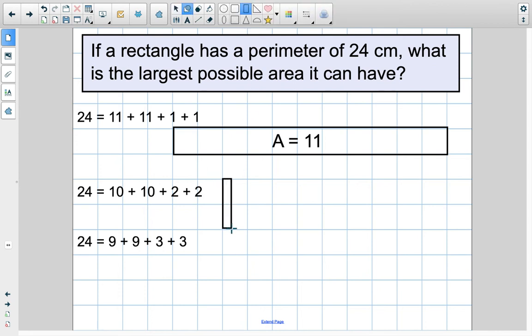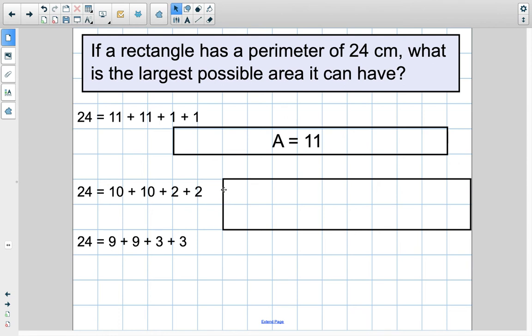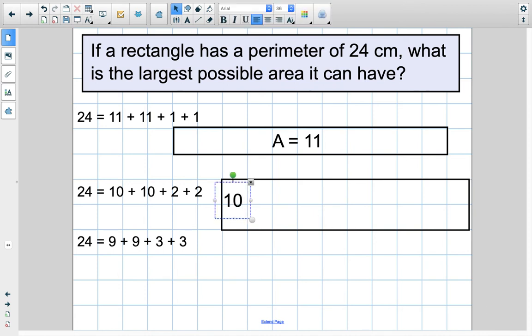So it's going to have a short length of 2. 1, 2, 3, 4, 5, 6, 7, 8, 9, 10. Goes right to the end of the page. So now my 10 by 2 rectangle, I can calculate the area now. So it's going to be 10 on the top by 2 on the side. And remember, area is length times width, 10 times 2. So the area of this rectangle is 20.